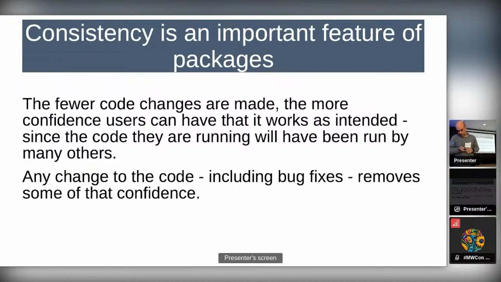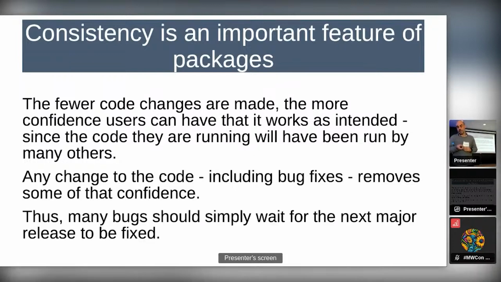Let's move on. Many bugs should simply wait for the next major release to be fixed, and that's how we do it in Canasta. There's a major set of changes and updates to all the extensions and skins with each change from one LTS, long-term support, version of MediaWiki to the next. So right now things are stable at 1.39, and then it'll move presumably once MediaWiki 1.43 is released. So that's it as far as bugs.